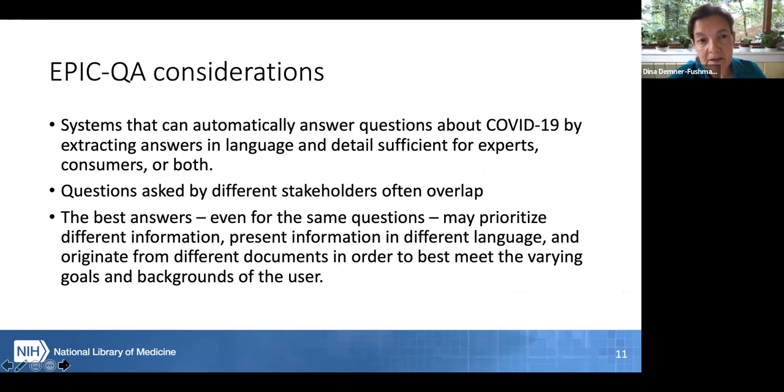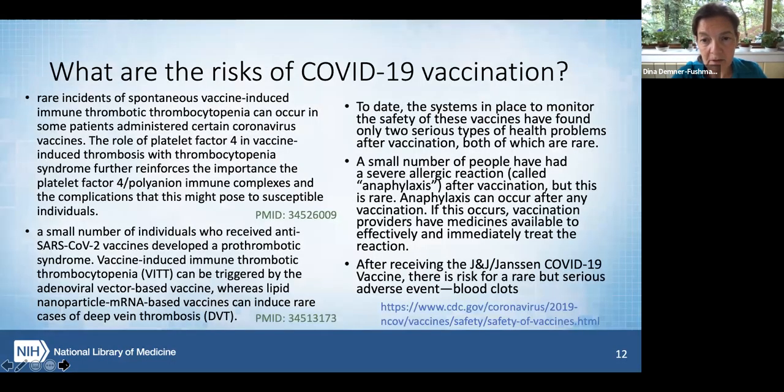We had this consideration organizing this epidemic question answering evaluation. We should have systems that should be able to get the answers at both levels of expertise. And the questions might seem the same, but the answers should be different. And here's an example of one of the questions that I have seen in many challenges. What are the risks of COVID-19 vaccination? This is something that everyone is contemplating right now.